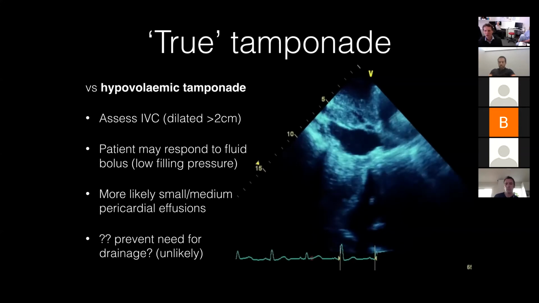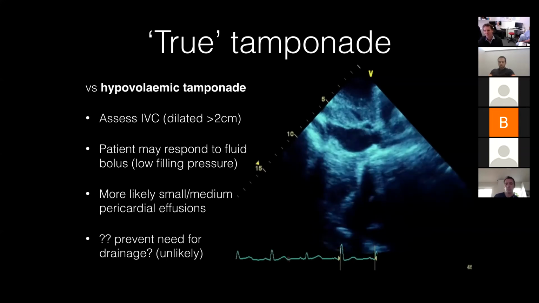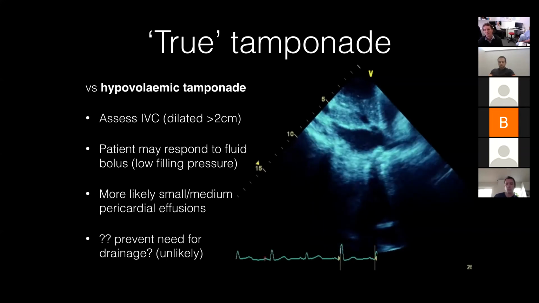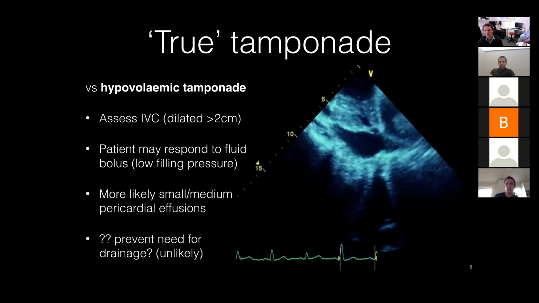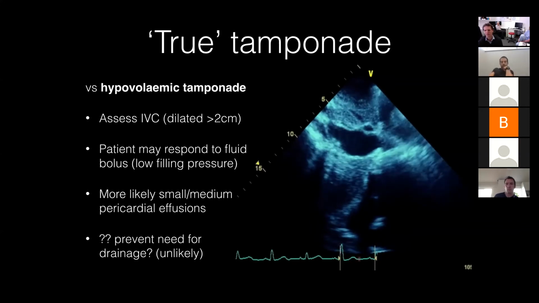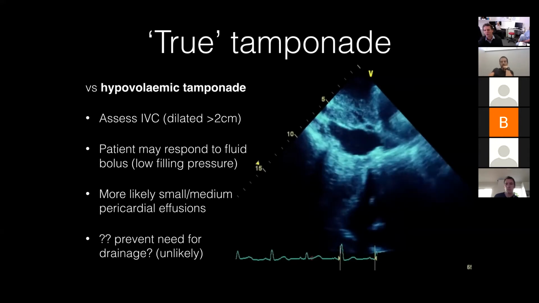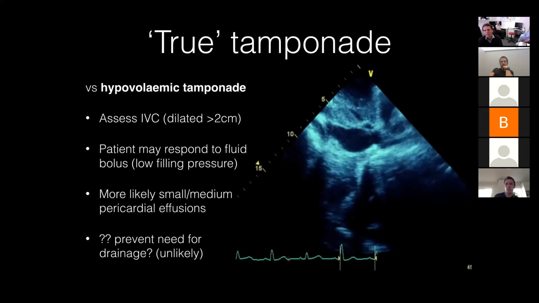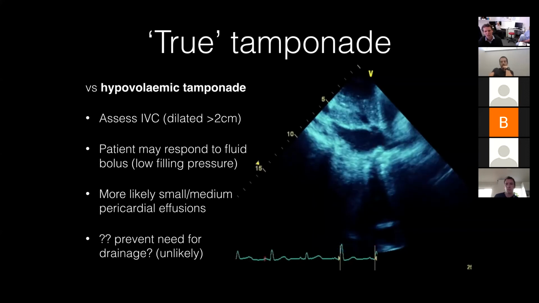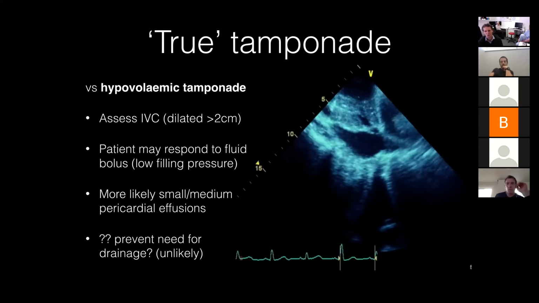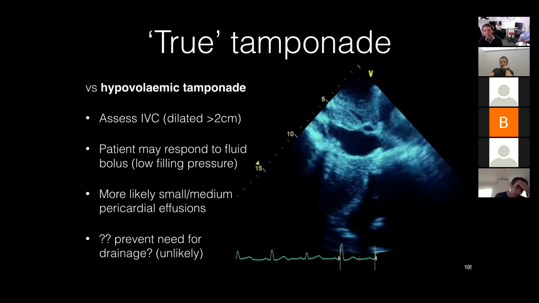And in answer to your question, you said, does it stave off needing to drain it? Well, yeah, it's meant to. But as I said, in my experience, I've normally then had to come in 6 hours later and drain the effusion. I just wished I'd drained it at the beginning. So I don't know whether it's a hard and fast rule. I guess the idea is if you've got tamponade, you give them some fluid, and you enable better filling.